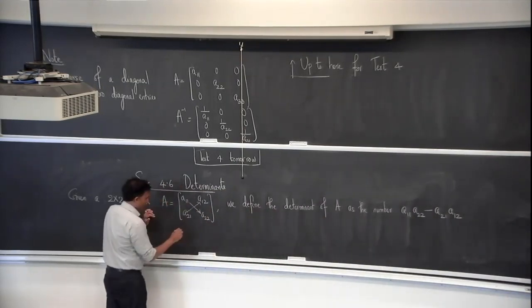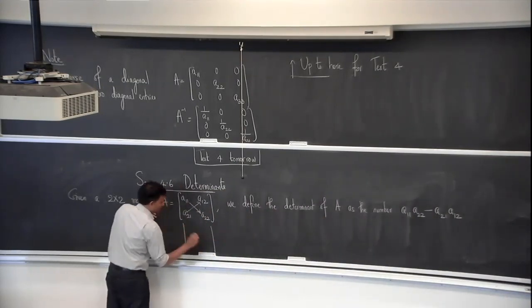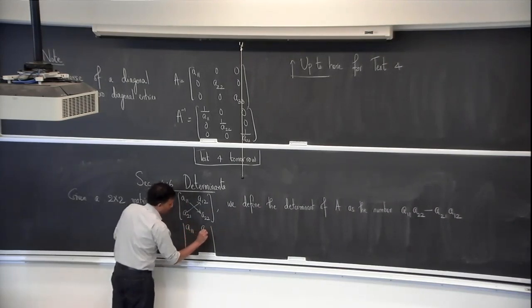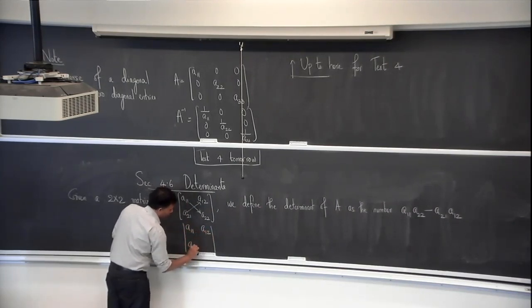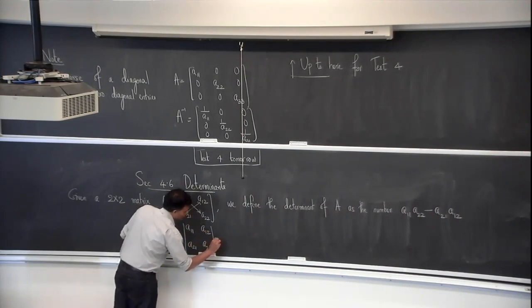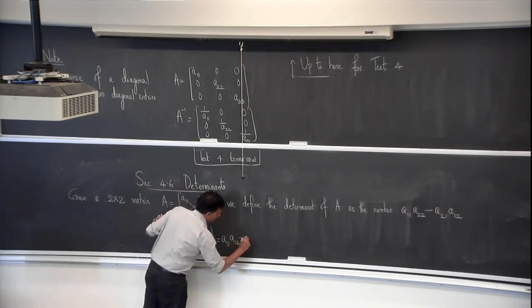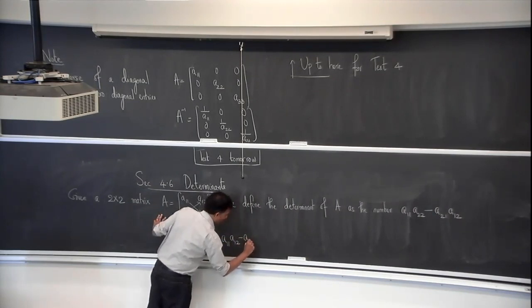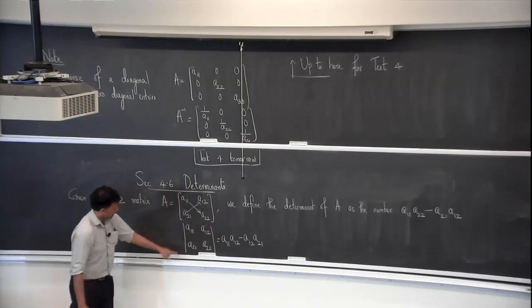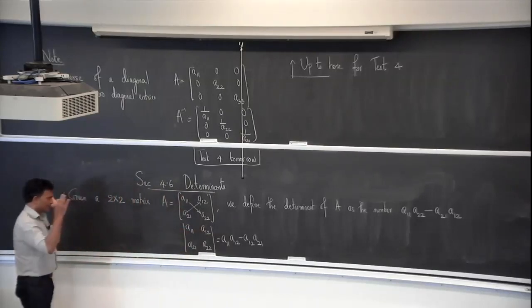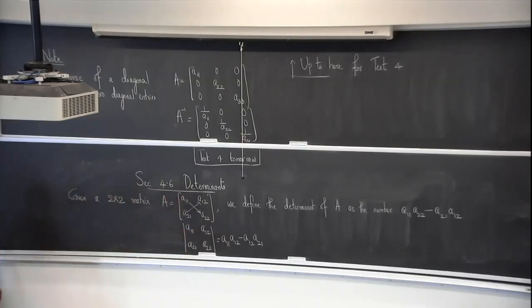And usually the way to write it is using just two vertical lines. Okay, so A11, A12, A21, A22 equals A11 A22 minus A12 A21. So when you see two vertical lines, that means a determinant. If you see brackets, it's a matrix.